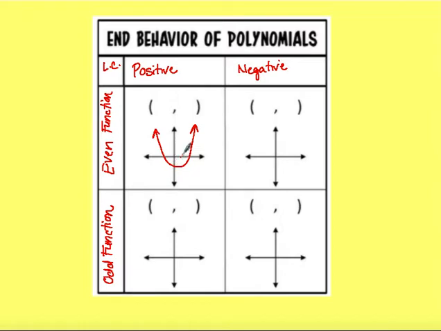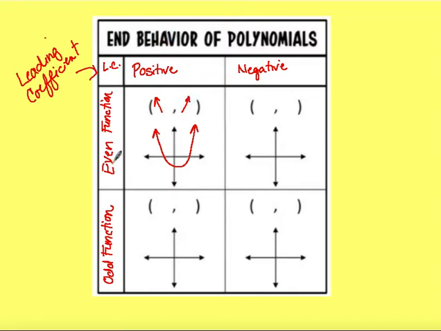We might not know what it does in the middle, but if it has a positive leading coefficient, let me write that here, that this is the leading coefficient. If it has a positive leading coefficient, then it ends in the same direction. They both end up. Again, we're not sure what it does in the middle, but we know that the ends of the graph end up.